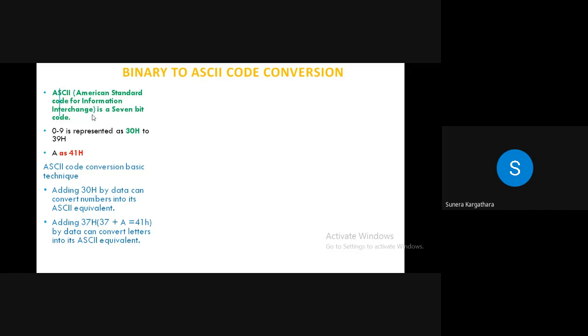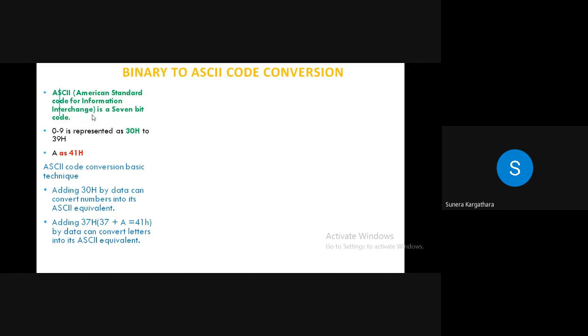Are you getting me, student? Ayushi, right? So we have numbers 0 to 9 as well as alphabets A to F also. So how to convert this into ASCII? That should be clear first, then we will write the equivalent code.